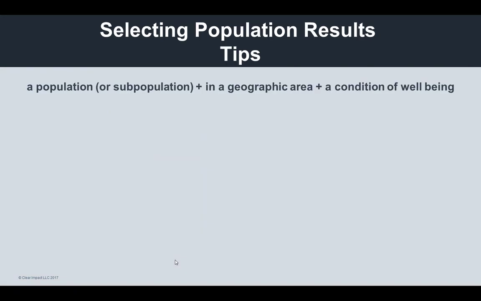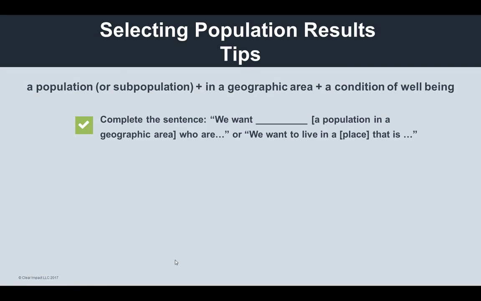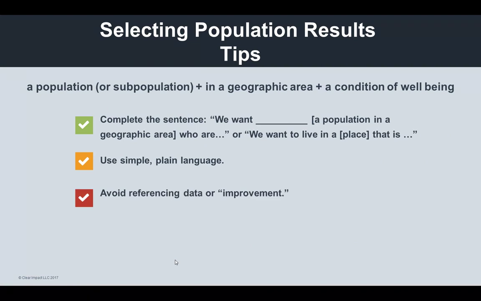Here are some tips when selecting population results. Start by putting the results into a sentence, such as, we want all children in Jacksonville to feel safe during and after school. Or we want to live in a city where everyone has access to environmentally friendly parks. Remember to use simple, plain language. Avoid referencing data or improvement. In other words, don't say that you want to improve something. Just focus on a condition of well-being.